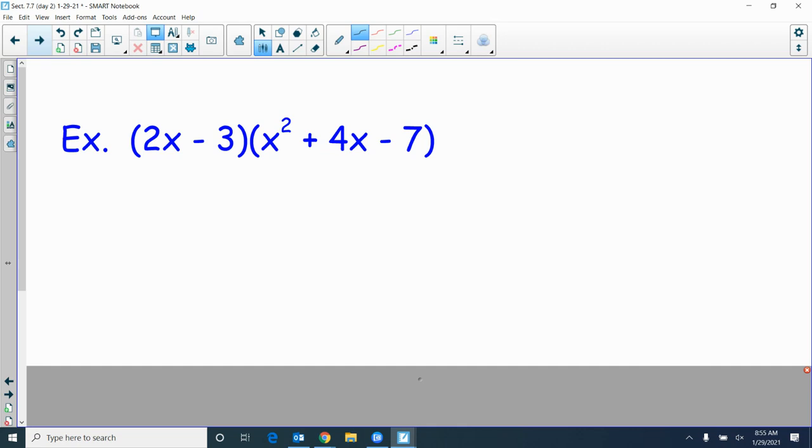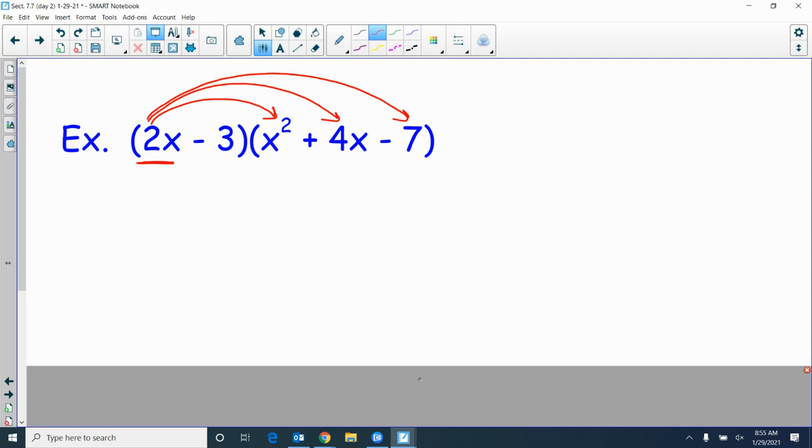Now in this case, you can't necessarily say FOIL. FOIL really follows the exact same rules. Here's what you're doing. Whatever's in the first one has to multiply by everything in the second one. So you basically have to distribute it. I take this 2x, and it has to multiply all 3 of the terms in the second one. You never multiply inside the parentheses, so it's always from the one set to the other set. So it multiplies all three.